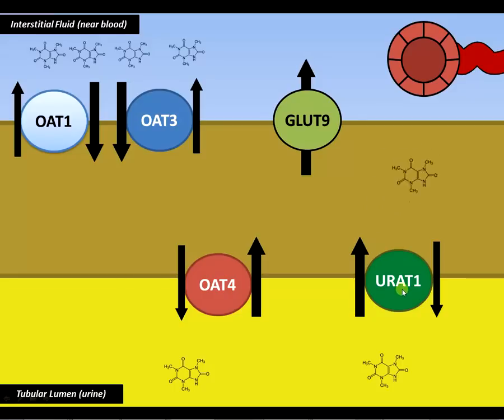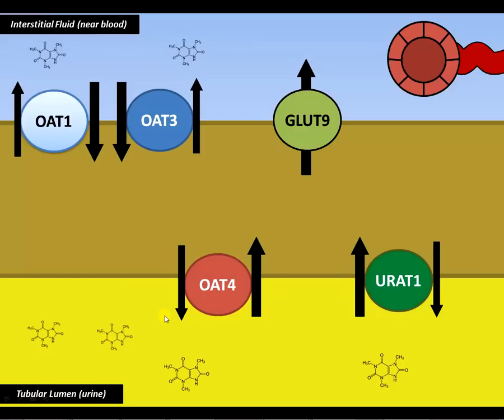Urate going on the Urate1 transporter through glutathione back into the blood. We could have uric acid or urate going through O3 or O1 into the epithelial cell in the kidney, in the proximal tubule, and then back into the urine. So this can go in either direction.